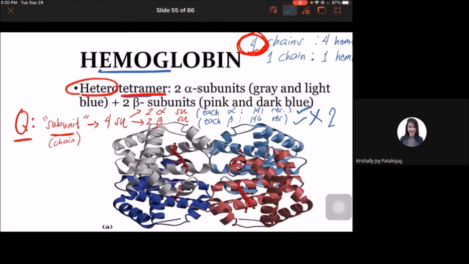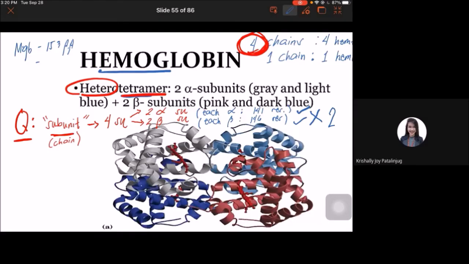Okay, kumpara kay myoglobin, ilan lang ulit yon kay myoglobin? There are 153, di ba? Yung myoglobin, 153 lang amino acid, pero marami na din yan, di ba? 153. And then, with regards to its secondary structure, ano yung secondary structure ng myoglobin?